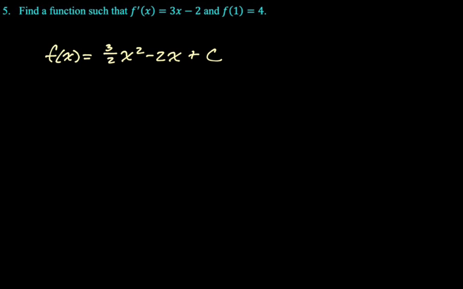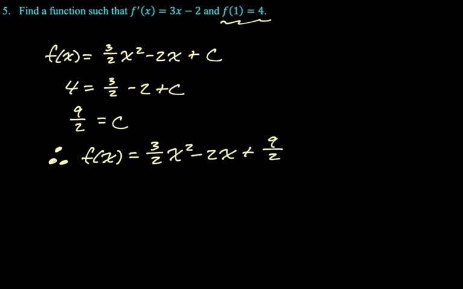But in this case, unlike the previous cases, we actually know enough information to solve for c. Because we know that f of 1 is 4, we're going to say 4 is equal to 3 halves minus 2 plus c. So add 2, you get 6, which is 12 halves. Subtract 3 halves is 9 halves. So c is going to be 9 halves. And then, of course, we want to actually write the answer, right? So f of x is actually 3 halves x squared minus 2x plus 9 halves.